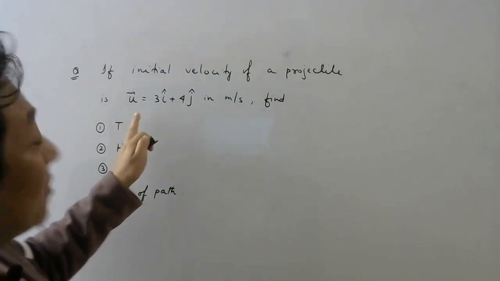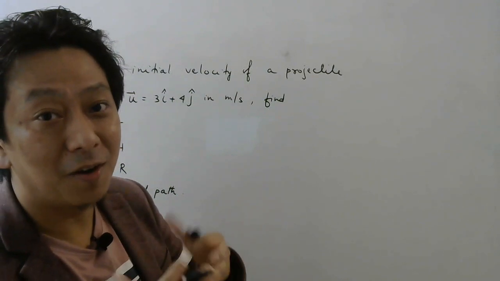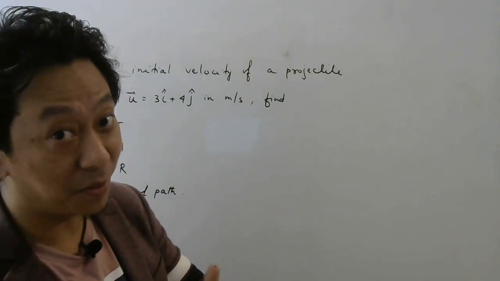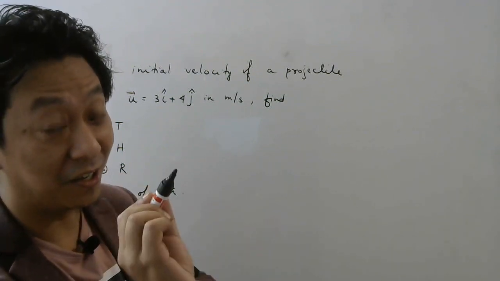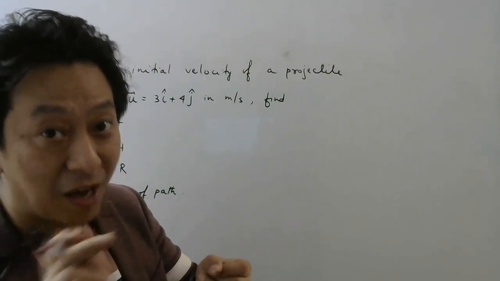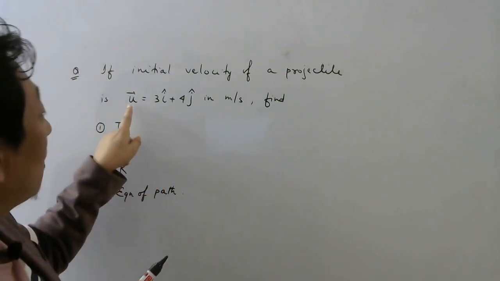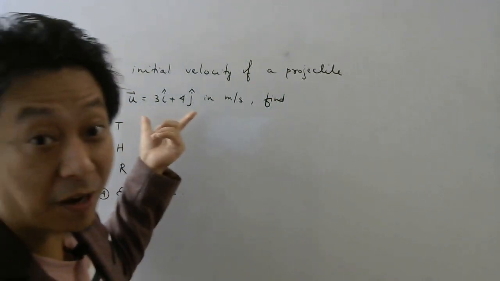Now, you can see they have not given the initial velocity as a number. They have not told that the initial velocity is 10 meters per second at an angle of 30 degrees. So neither have they given u directly, nor have they given you theta. What have they given you? They have given you the initial velocity in vector form.